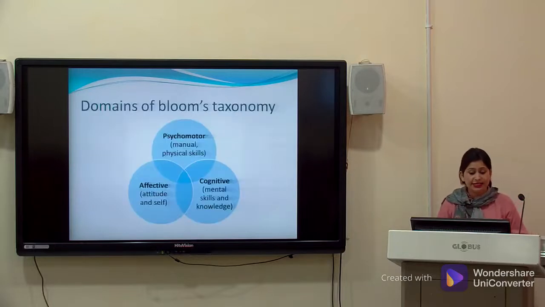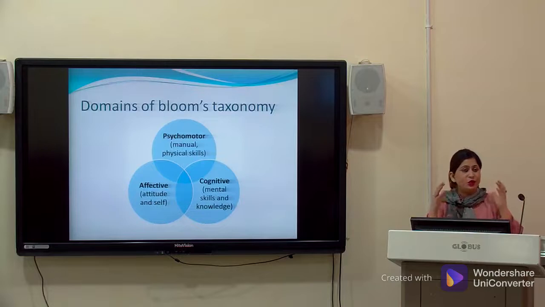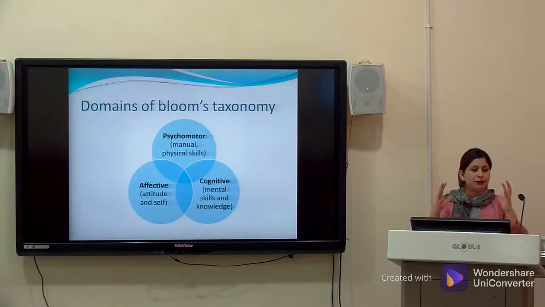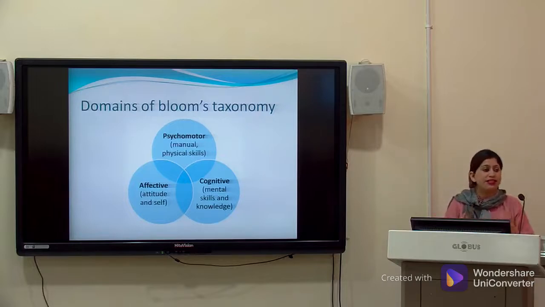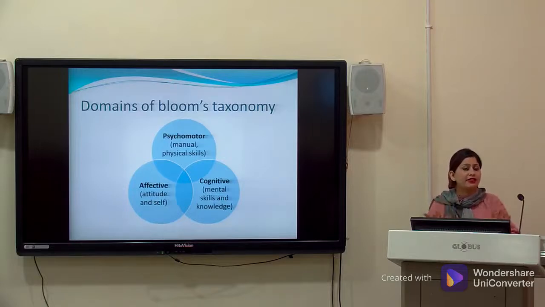Moving to the next slide, like I said, the domains of Bloom's taxonomy are the psychomotor domain, the affective domain and the cognitive domain. The cognitive domain is linked with mental skills and knowledge, the mind part, the head part, the brain part. The affective is more of an attitude towards learning, feelings, and the psychomotor is the manual part which involves physical skills. So these are the three domains which Bloom classified in three categories in order to make learning objectives clear.